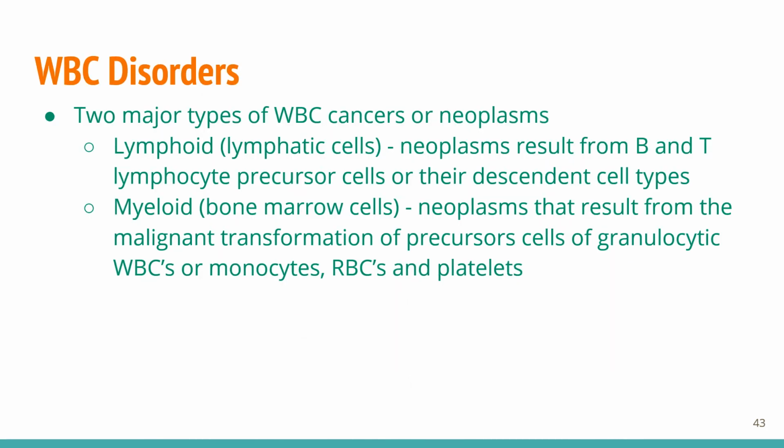Okay, so white blood cells, the different disorders, we have two major types. We have cancers, or we have neoplasms. Our lymphoid or lymphatic cells, these are neoplasms that result from B and T lymphocyte precursor cells or their descendant cell types. So when you're talking about lymphoids, you're referring to the lymphatic cells with neoplasms in the lymphatic cells. When you're talking about myeloids, you're referring to bone marrow.